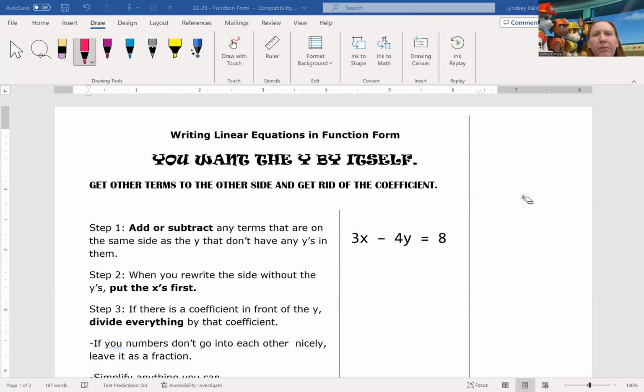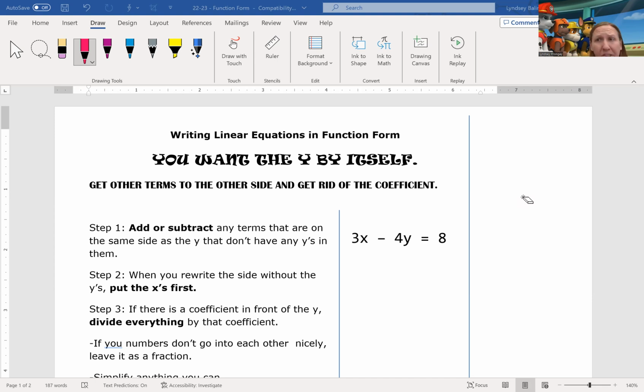Okay, so this video is about taking linear equations and writing them in function form. And function form literally just means that the y is by itself. Now, this is going to lead into a different form that we're going to use more often. So I am going to give you a couple guidelines here. When we are ready for the other form, we're already doing it. But really, function form is just y by itself.